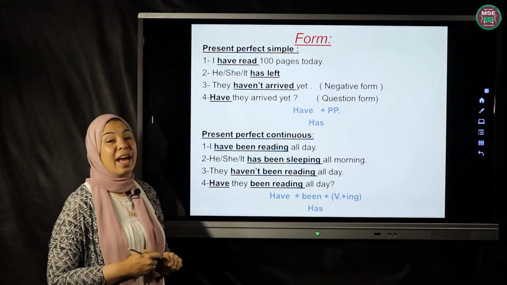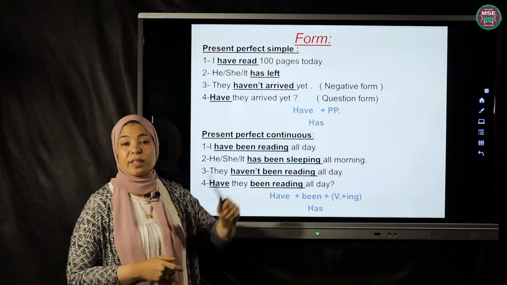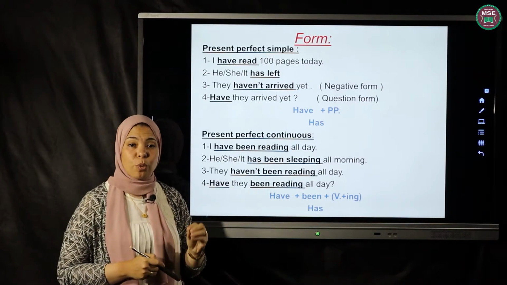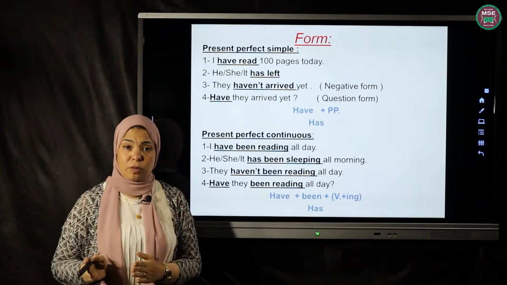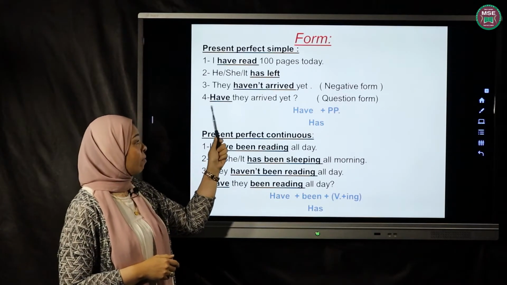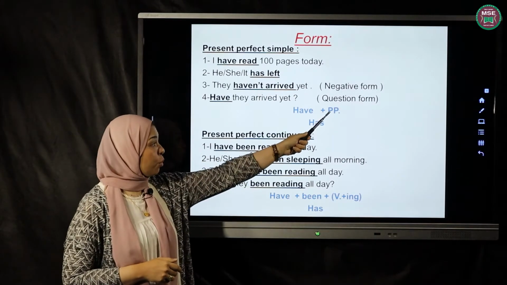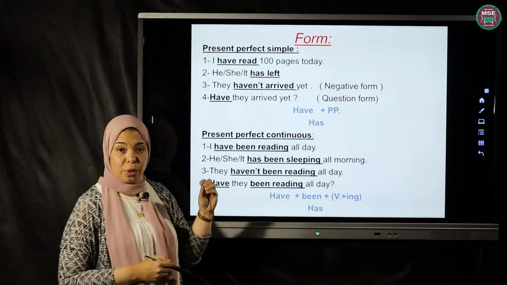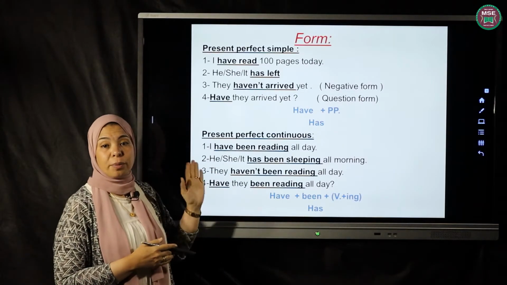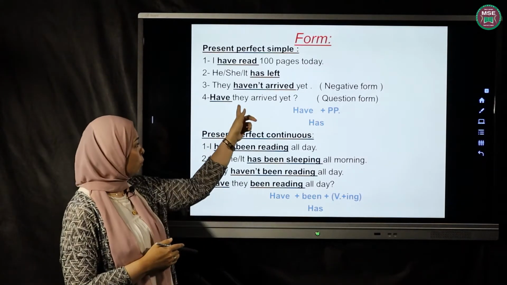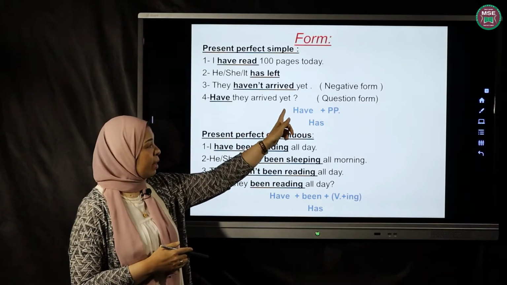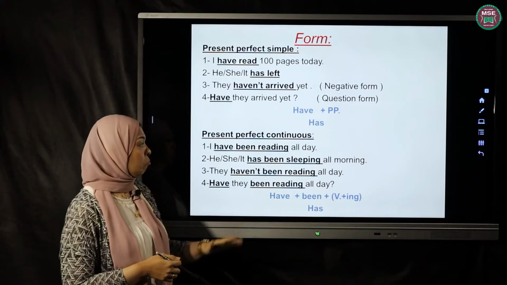Number 3, they haven't arrived. This is called negative form. So we put not at the end of have or has in order to change from affirmative sentence to negative sentence. The last one here is, have they arrived yet? This is of course called question form. So if we would like to form a question by using the present perfect simple, we will start with have or has, then we put the subject pronoun, then the PP form of the verb, then the question mark.